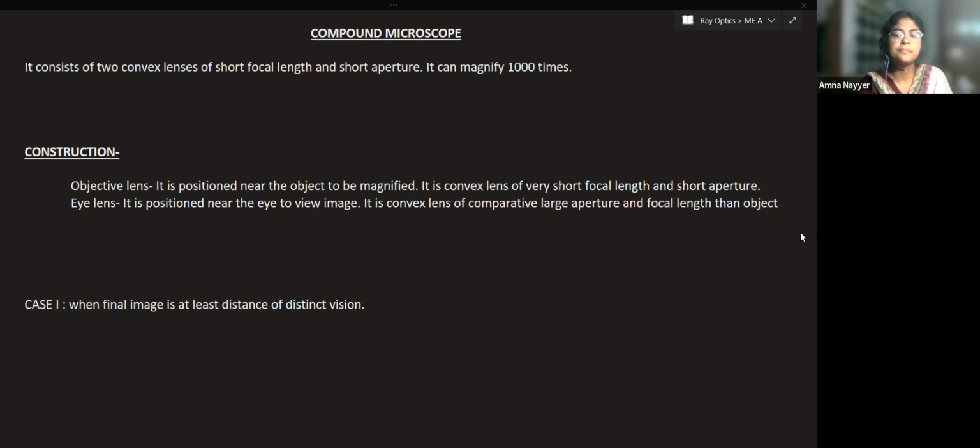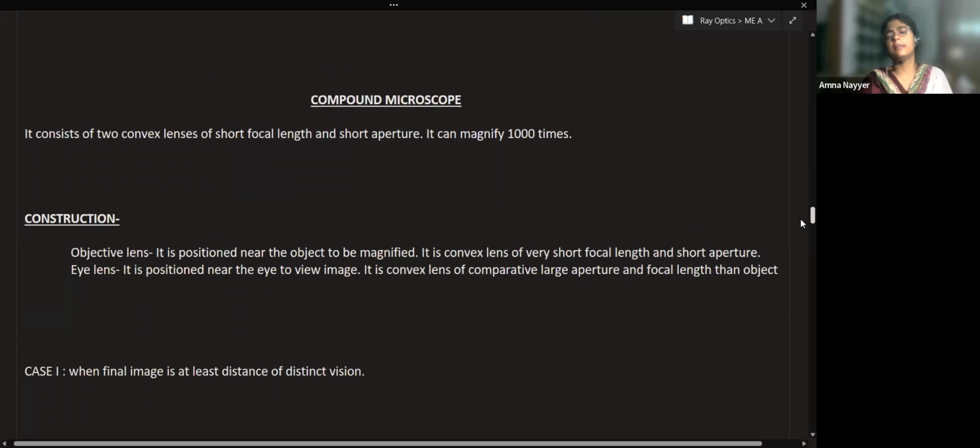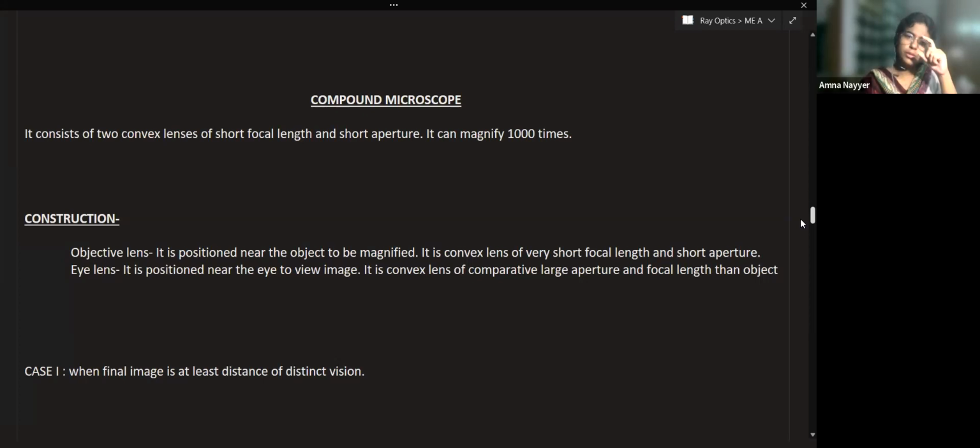Okay, class. So see, in the compound microscope, the difference is just that two convex lenses will be there. One convex lens will have a shorter focal length and shorter aperture, and that will be called the objective lens. It will be kept near the object. And the second lens will be the eye lens. The eye lens will be kept near the human eye. It means the lens into which you will look, that will be the eye lens. And it will have a comparatively larger aperture as compared with the objective one.